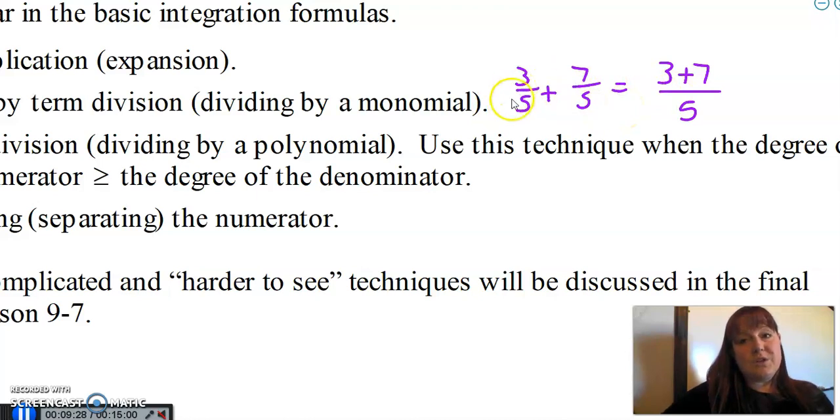So that's what we're going to do if this was like x and this was ln of x plus x to the negative 5/2, something like that. We can put them together and take them apart. Okay.